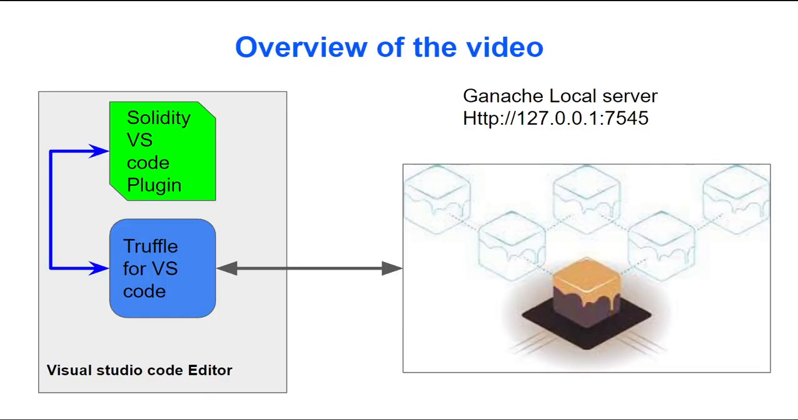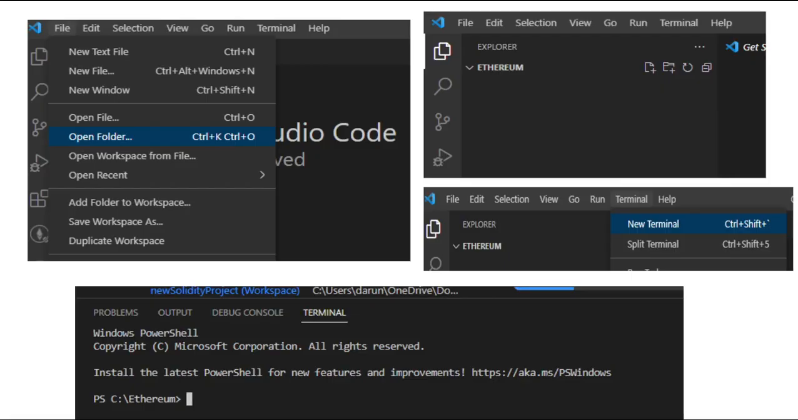So the overview of the video: we have a Visual Studio Code editor. Within that we have installed the Solidity VS Code plugin, and also the Truffle for VS Code plugin. Through this Truffle for VS Code, we are going to communicate with the Ganache local server. That's where our Ethereum contracts are going to be deployed. This is the high level overview, and I'm going to move on to the folder creation.